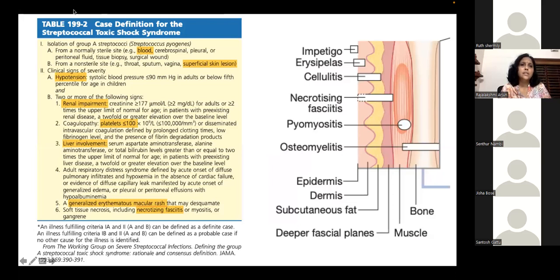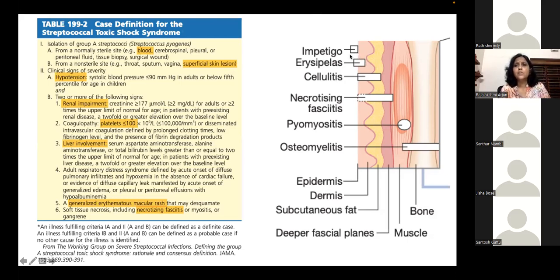So this is the toxic shock syndrome definition. If a blood or any other involved site grows strep pyogenes, in addition the patient should have clear hypotension and two or more of the following findings: renal impairment, thrombocytopenia, liver involvement, a generalized erythematous rash, and necrotizing fasciitis. So any two of these features, in addition to hypotension and strep pyogenes growth. The patient that we discussed in the previous cases fulfills many of the findings and is a classical case of toxic shock syndrome.